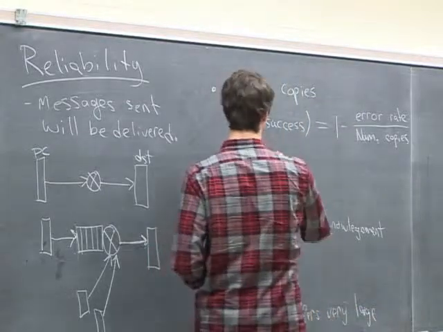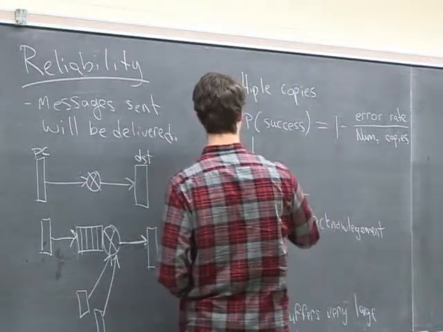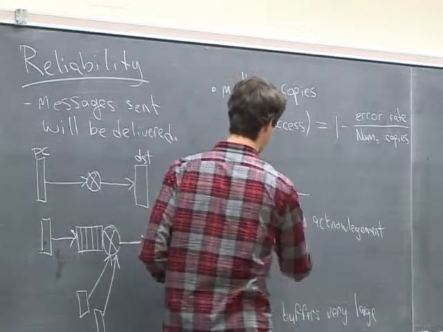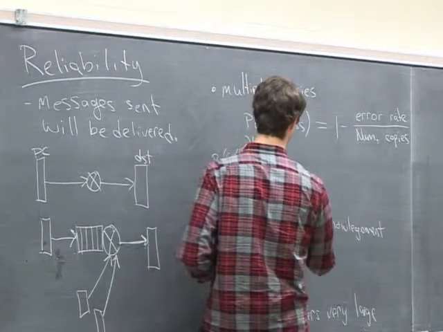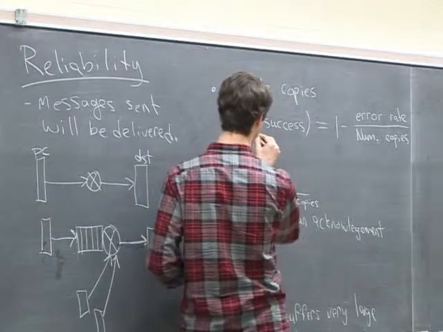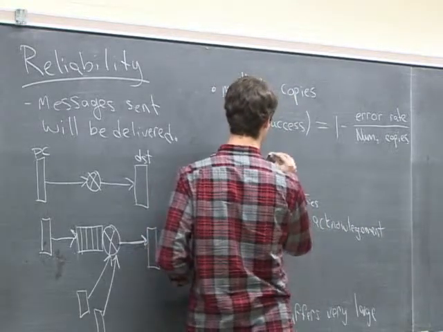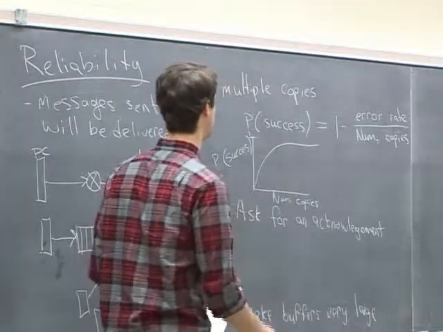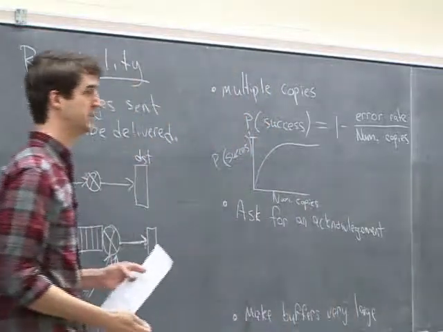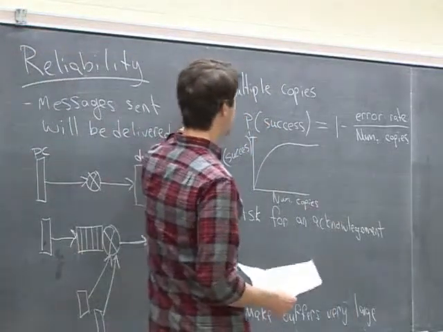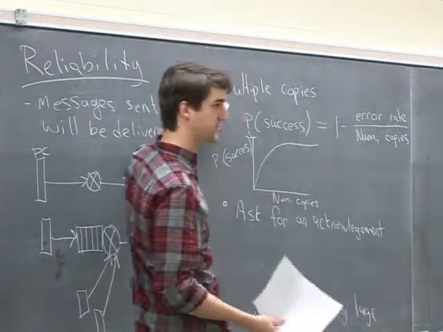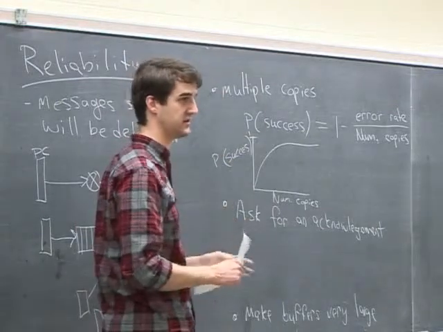So this means that if we were to plot this, we have success. This is the probability of success over here. This is the number of copies. This chart, and this is 1. Then this chart looks something like this, where in the limit we approach 1, but we never actually reach it. All right. So with this method, we can be probabilistically ensured of delivery, but we can't actually 100% guarantee it, right?